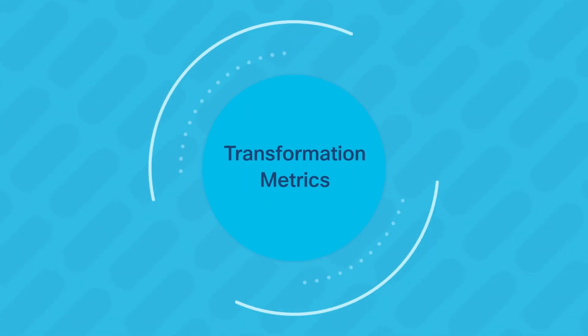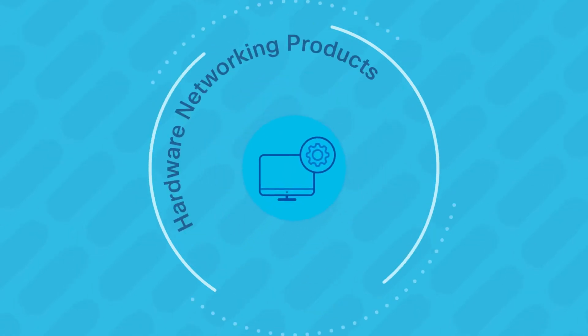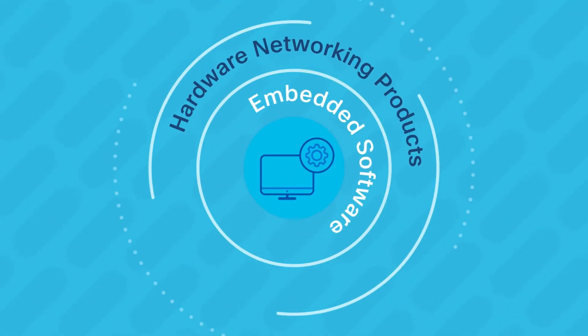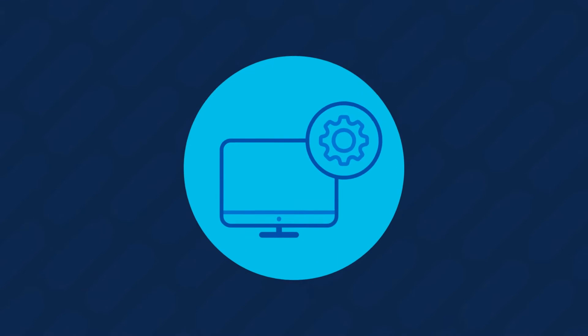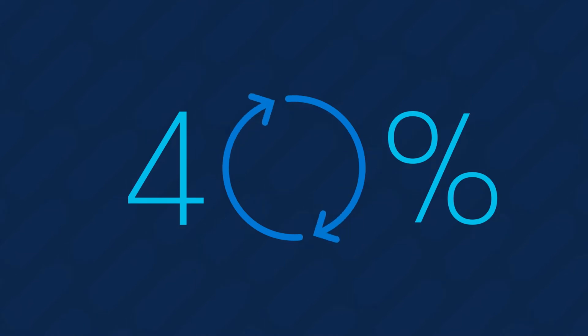Cisco's transformation metrics. At Cisco, we have a rich tradition of selling hardware networking products with embedded software. But over the last few years, we focused on monetizing software through subscription using a recurring revenue model. In fact, over 40% of our business currently comes from subscriptions. So how do we measure that?